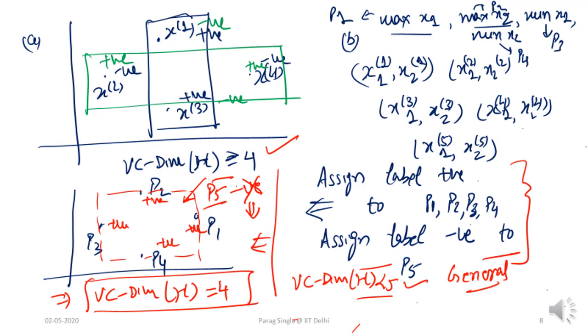And this completes the argument that the VC dimension of this particular hypothesis class, the axis parallel rectangles, is exactly 4. We already showed that it is at least 4, and here we have shown that no set of 5 points can be shattered in the 2D space by this hypothesis class. Therefore, it is less than or equal to 5. And having shown that this is greater than or equal to 4, the VC dimension is exactly equal to 4.